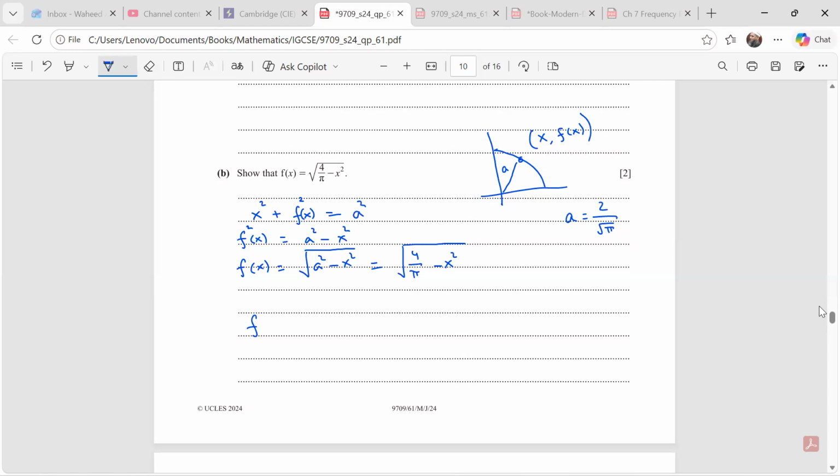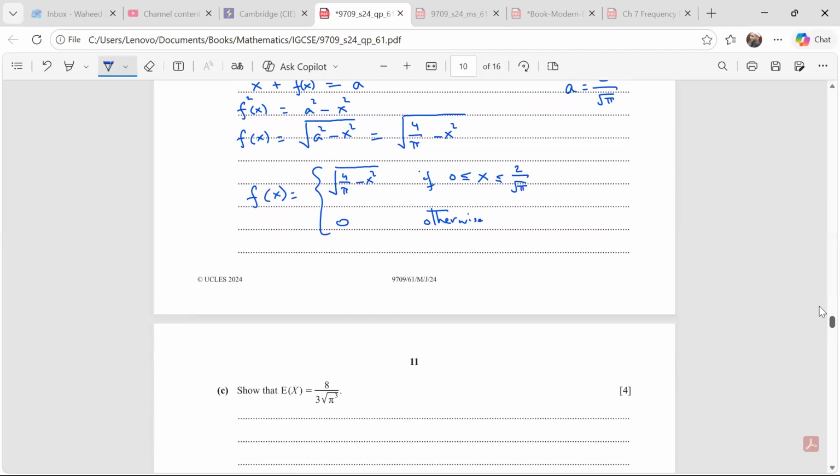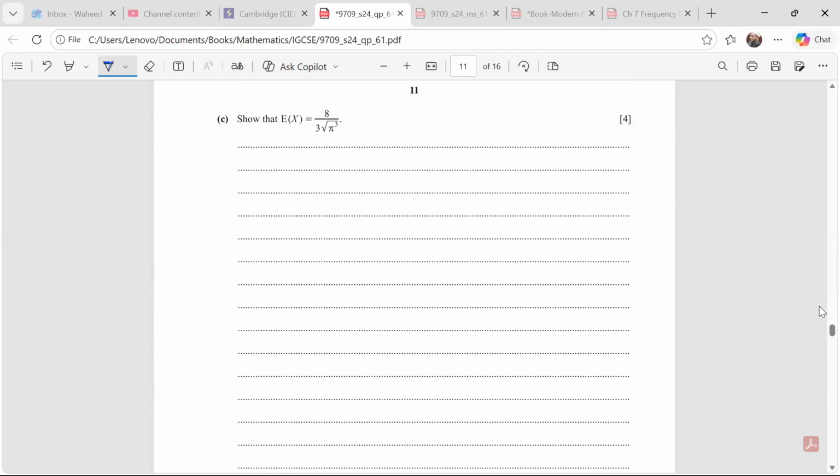So this is the value of this function. Precisely speaking, f(x) is equal to the root of 4 over pi minus x squared, if x is between 0 and a, which is basically 2 over root pi, and it is 0 otherwise. So this is the complete definition of this probability density function. Easy. Now, this third part is a little bit more involved.